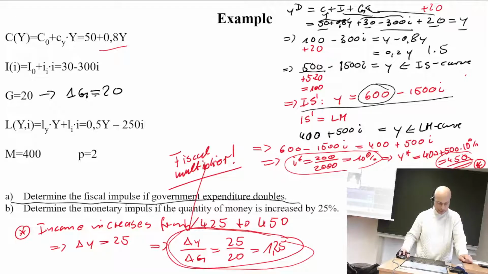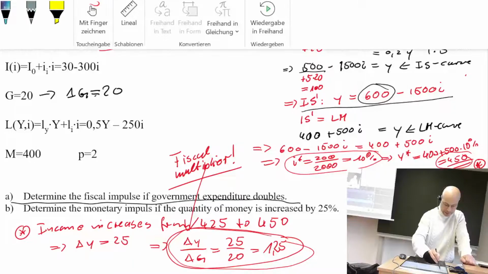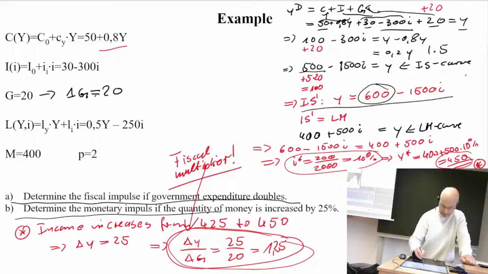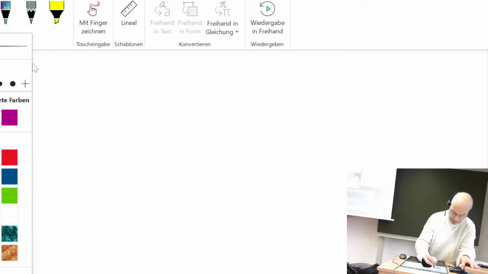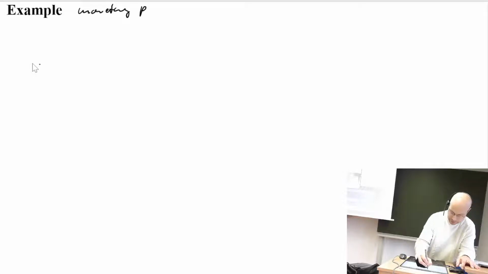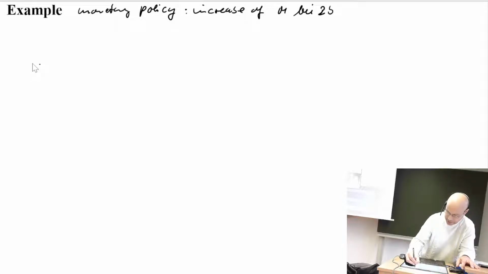And now we want to make our monetary policy, that we increase our quantity of money by 25%. So since we afterwards also want to show this in the diagram, now we take here monetary policy: increase of M by 25%.